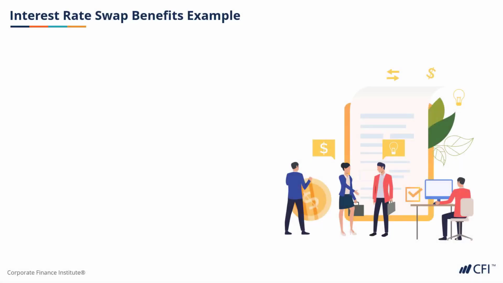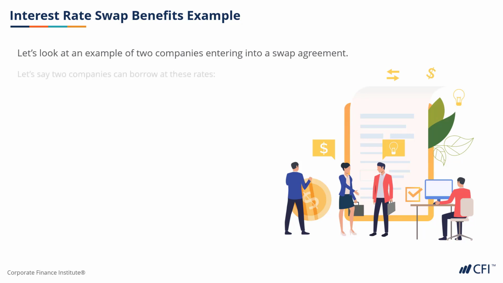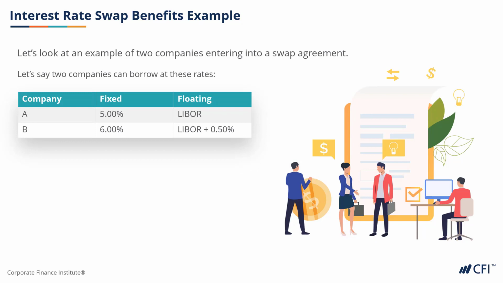We're going to finish this Introduction to Derivatives course by looking at one more interest rate swap example so that we can see the benefits to both counterparties of entering into an interest rate swap. So let's say that two companies can borrow at the following rates. Company A can borrow fixed at 5% and floating at LIBOR, whereas Company B can borrow at 6% fixed or LIBOR plus 50 basis points floating.